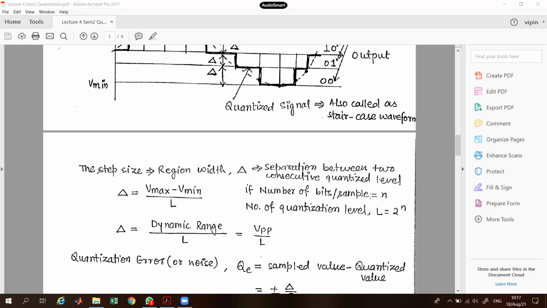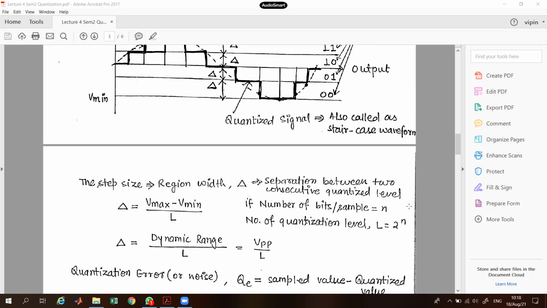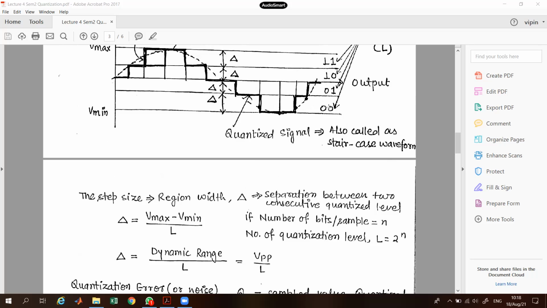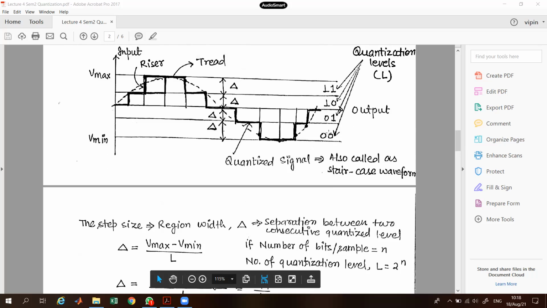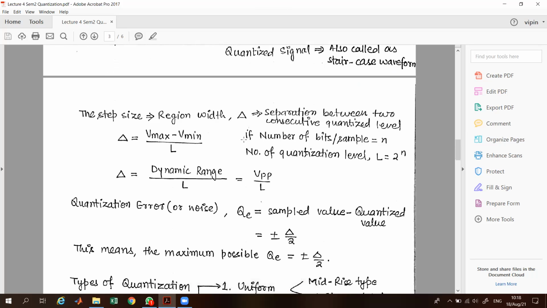If n is the number of bits we are using for the signal to be defined, then L must be equal to 2 raised to the power n. If you see here, how many bits are we using? 2. So n equals 2, so L is equal to 4. And you can see that we have 4 levels here: 1, 2, 3, 4. So this defines the number of quantization levels. L is equal to 2 raised to the power n.